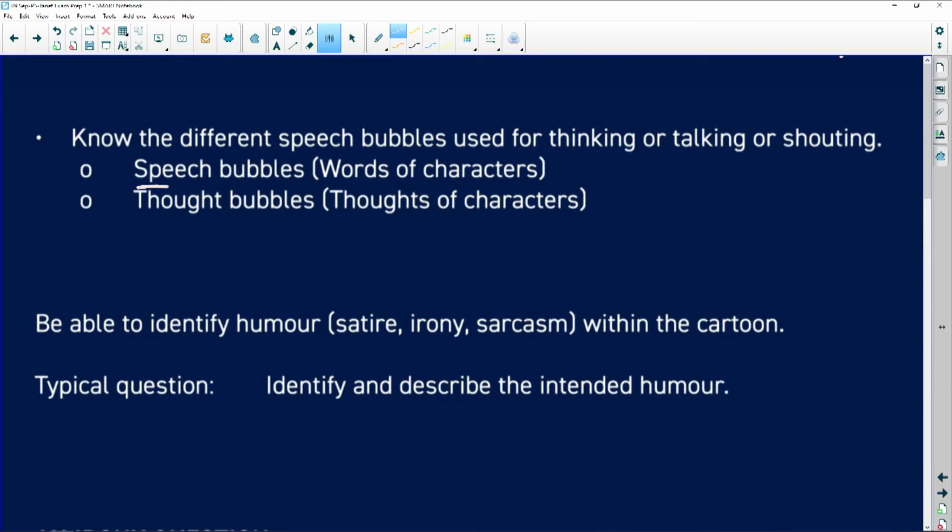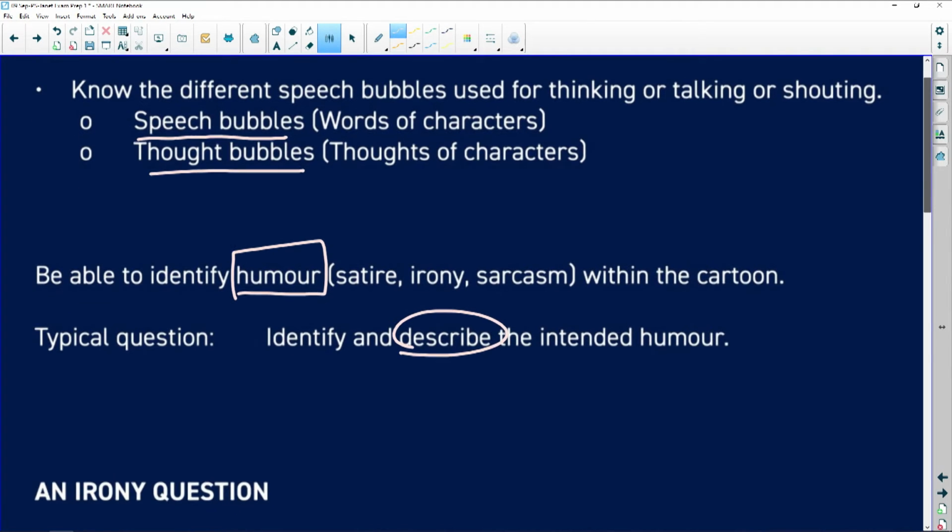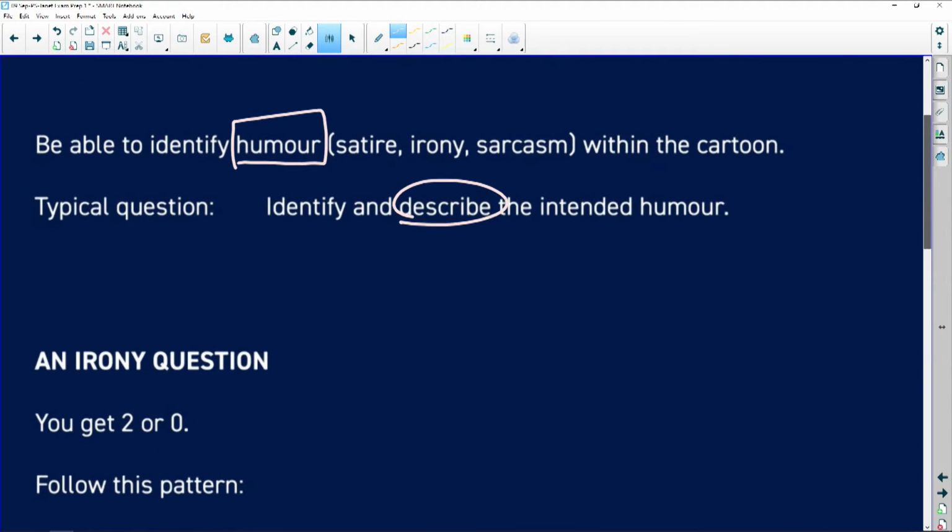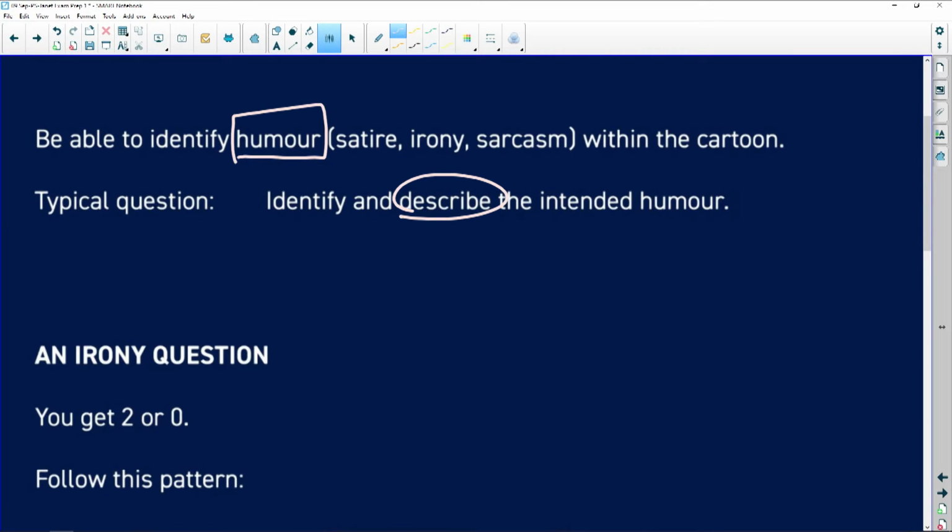You must call them by their names. You do not say a thinking bubble or a think bubble. You need to know those terms. And then, this is really very tricky. Typically, they ask you, describe the humor, or they say to you, is the cartoon funny? Or do you find the cartoon funny?